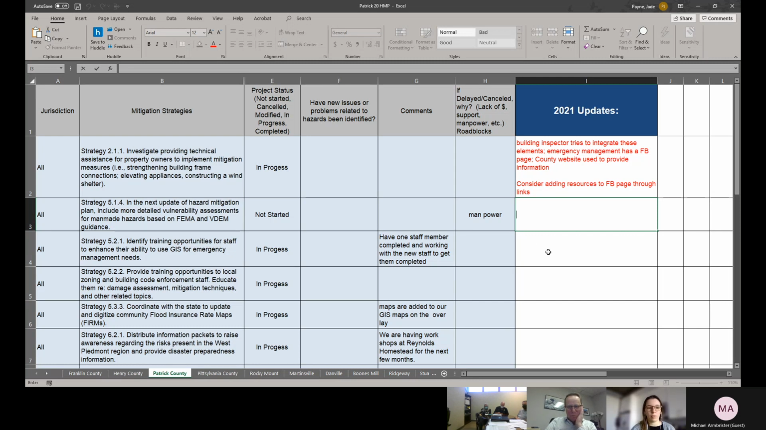All right, so moving on to the next one, strategy 5.2.1, identify training opportunities for staff to enhance their ability to use GIS for emergency management needs. And it looks like in the latest update, you said you have one staff member completed and are working with a new staff member to get them completed. Any updates on that? Did that second staff member complete the training?